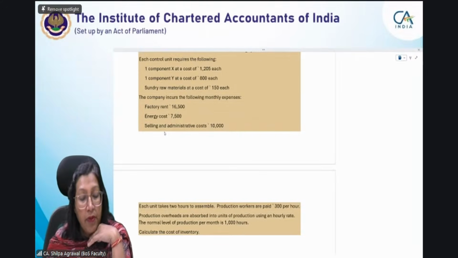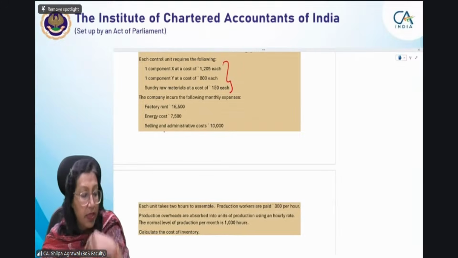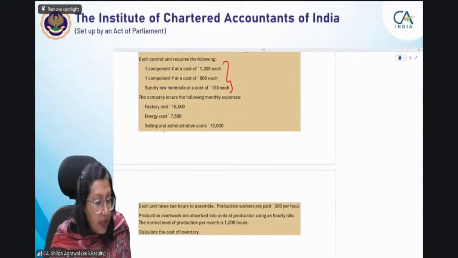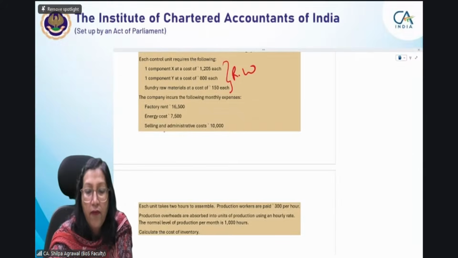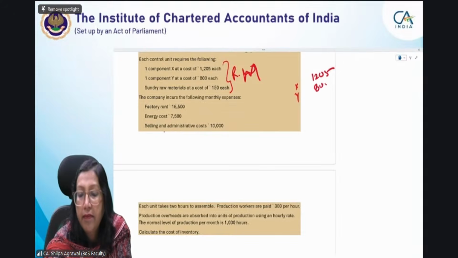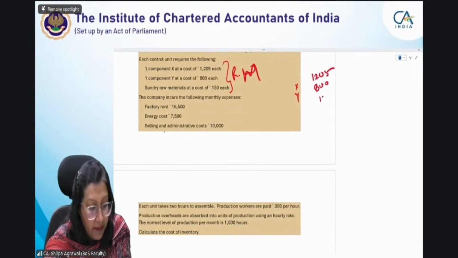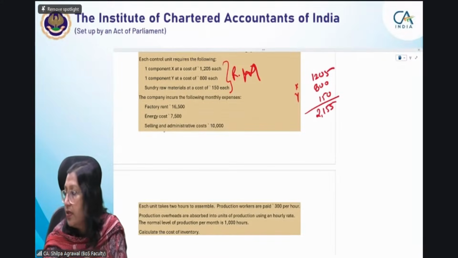Production overheads are absorbed into units of... so we are having this control unit. Each control unit requires following thing. So we are talking about the main material, which are raw materials, which are used for manufacture. So this will form part of your cost. Component X 1205, component Y 800, sundry raw material of rupees 150 also. So your material cost will come to 2155. Is it okay? Yes.